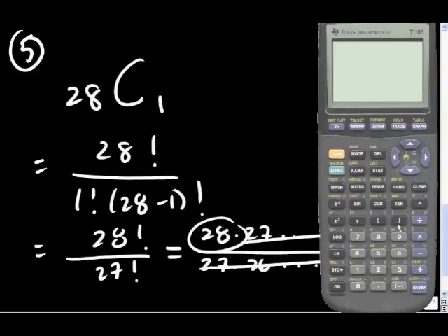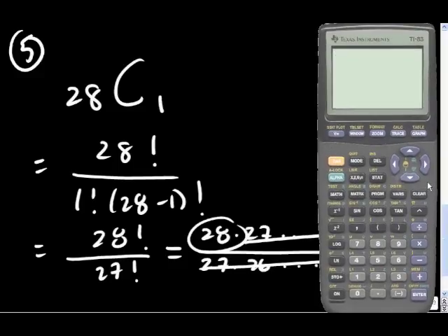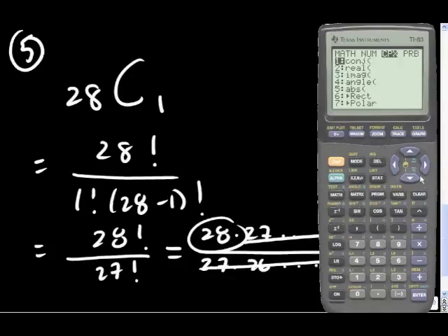Using our TI calculator, we're going to enter 28, math, probability, combination, 1, and we find the answer is 28.